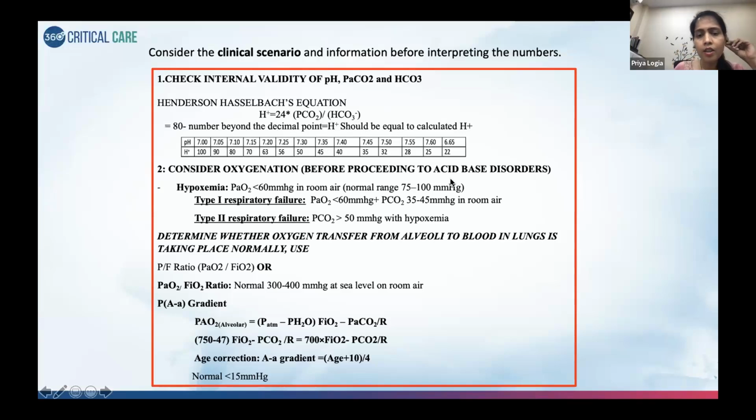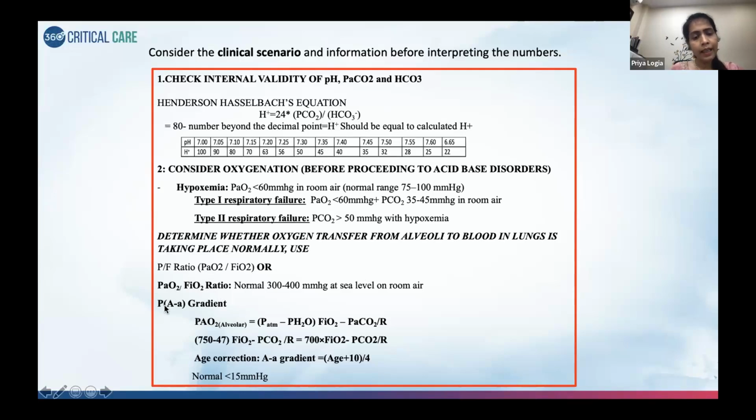So consider the oxygenation prior. First, whether it's type 1 or type 2 respiratory failure, look into the PF ratio, whether the hypoxemia is 100 to 200, 200 to 300, or whether it's normal. So check the PF ratio. So always look into the FiO2 also, what FiO2 the patient was on when the ABG was taken.